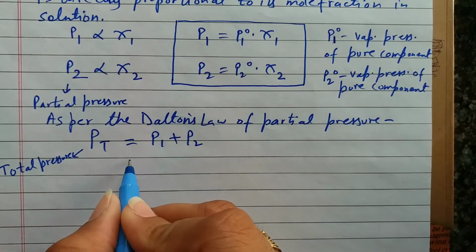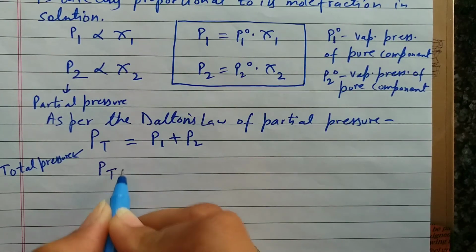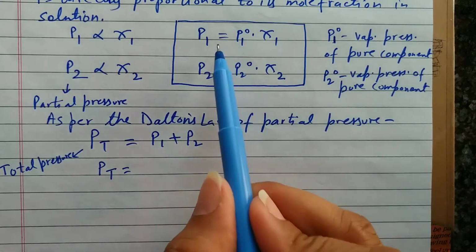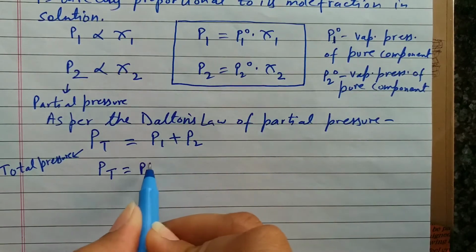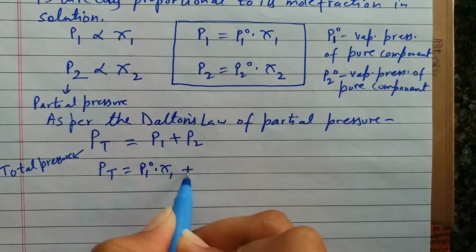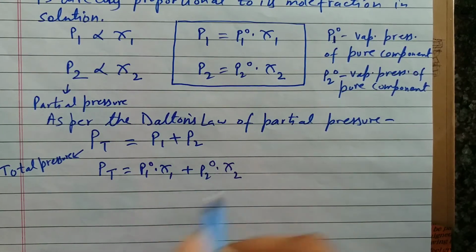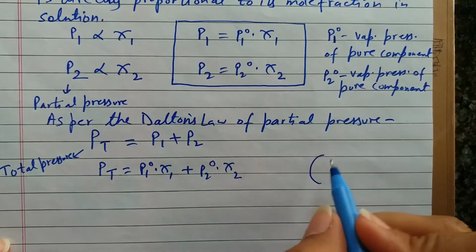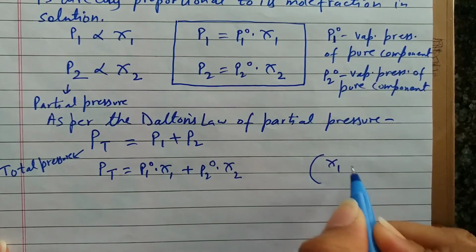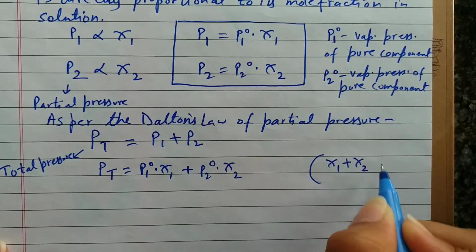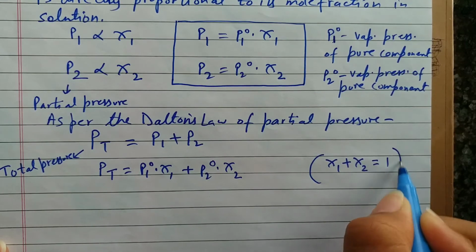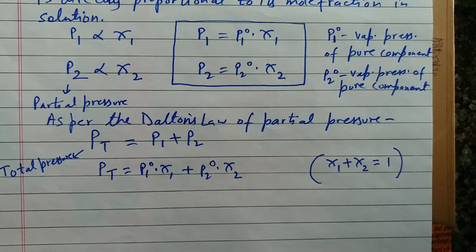Now let's use Raoult's law. So PT is equal to P1, and what is P1 as per Raoult's law? It is P1 naught into chi1 plus P2, P2 is equal to what? P2 naught into chi2. And now we'll be using one more piece of information. If you remember, the sum of the mole fractions of all the components taken together in a system is equal to 1. As we have two components, chi1 plus chi2 will be equal to 1.